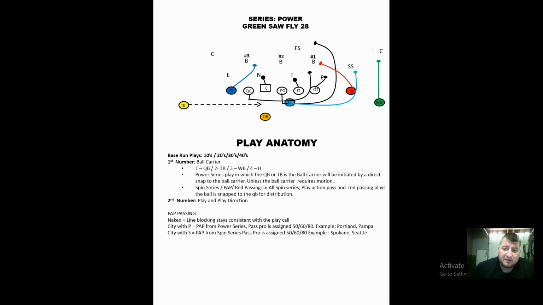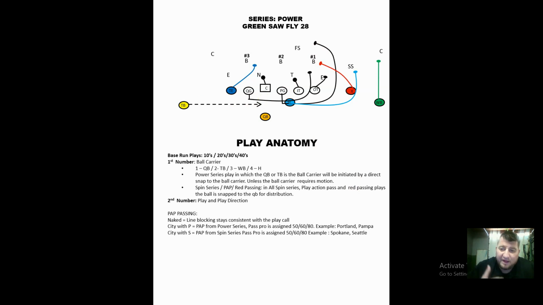The second number in the series signifies where the ball is going, or sorry, the play itself and the direction. That being said, even numbers are always going to the power side. Odd numbers are always going to the quick side. What we need to remember is, in green, it's as simple as saying, hey, even numbers go to the right, odd numbers go to the left.